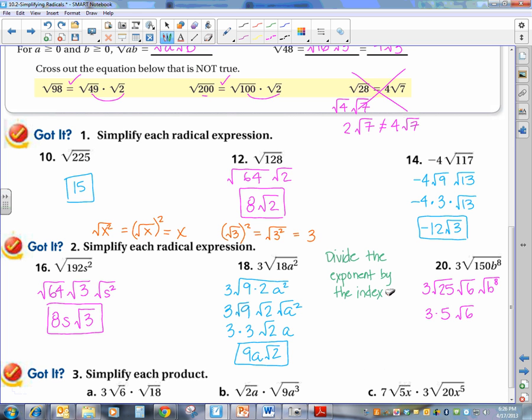Now, for our problems today, and mostly going forward, our index is always 2, because it's a 2 when there's nothing there. So divide the exponent by the index. That's 8 divided by 2, and that of course is 4. So that's b to the 4th. And again, anything under the radical goes in front, so that gives us 15b to the 4th times the square root of 6.